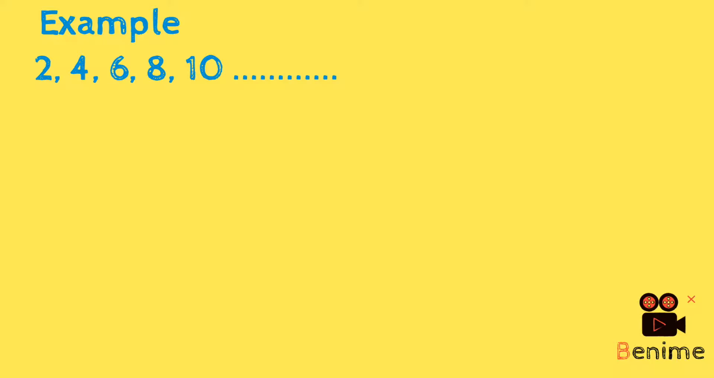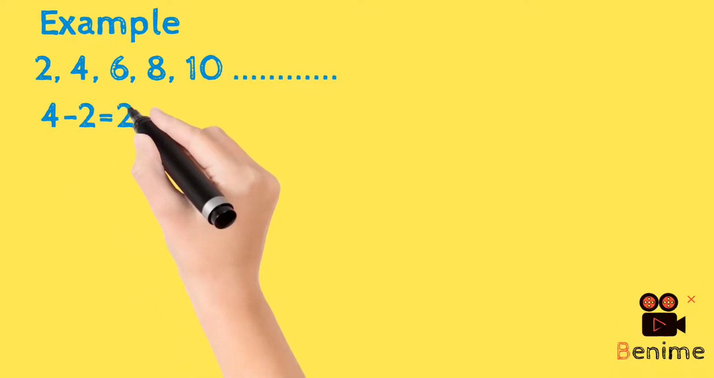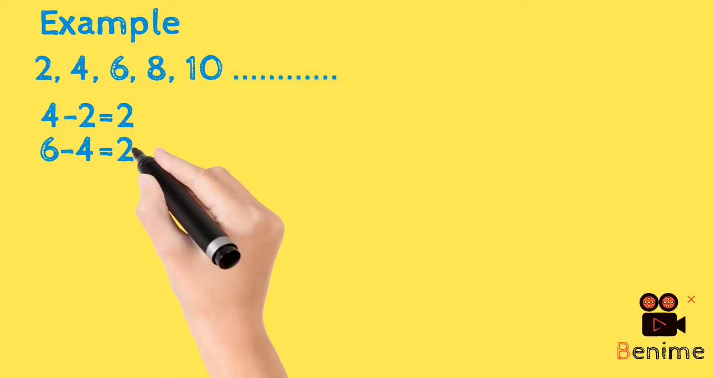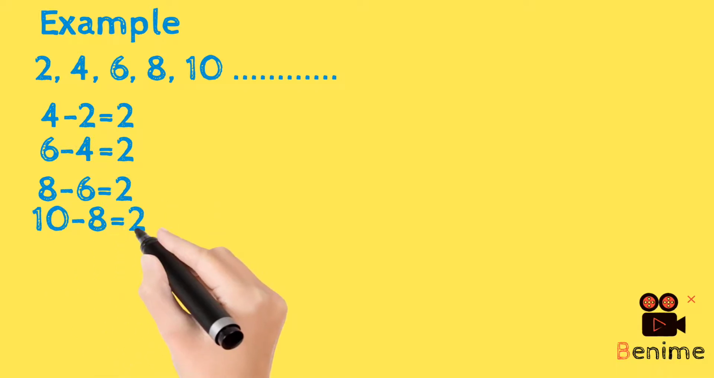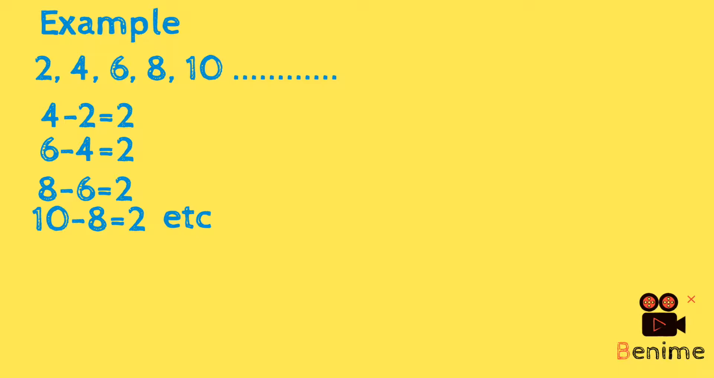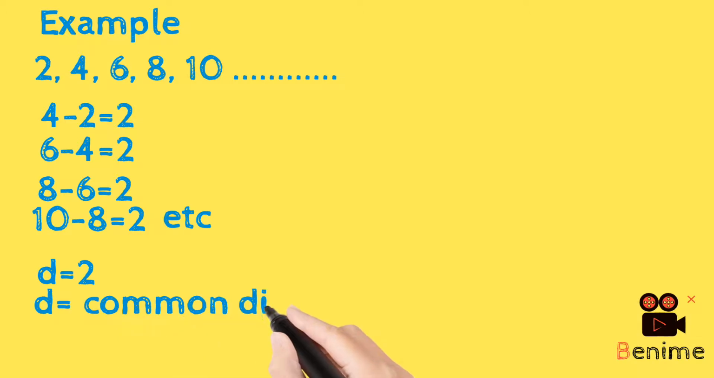Like from 2 to 4, if you try 4 minus 2, you get 2. Try 6 minus 4, you get 2. Try 8 minus 6, you get 2. Try 10 minus 8, you get 2, and so on. So you see that there's a common difference in between the terms, and the common difference in this case is 2. So you say 2 is the common difference, and the common difference is represented by the letter D.